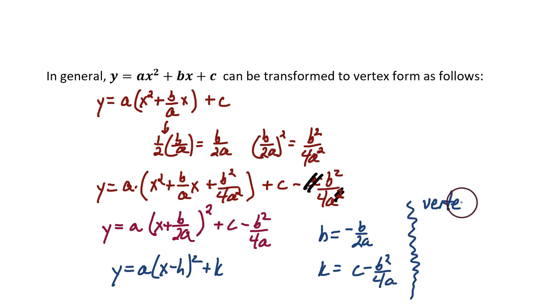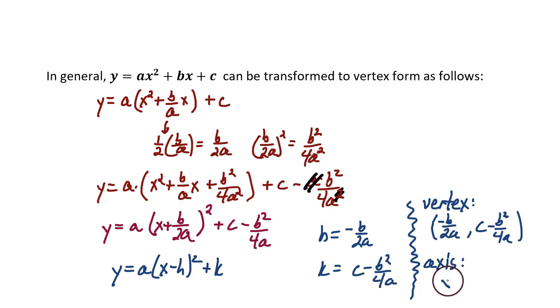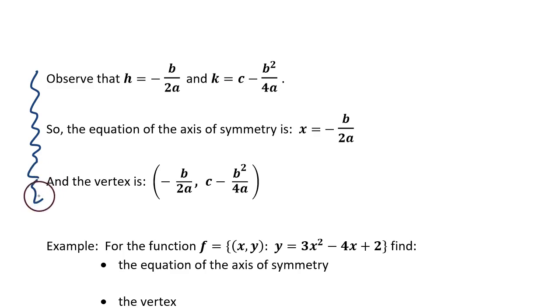We've derived some general formulas for finding the vertex of a parabola and the axis of symmetry equation. The vertex of any parabola can be found with negative b over 2a, comma, c minus b squared over 4a. And the axis of symmetry equation is x equals negative b over 2a. With these formulas, you can take a quadratic equation, figure out the values of a, b, and c, and using substitution, find the vertex and the axis. Here are those formulas we just created.